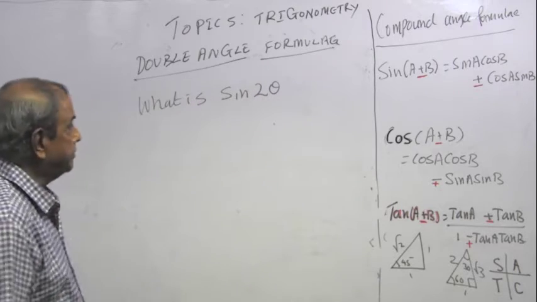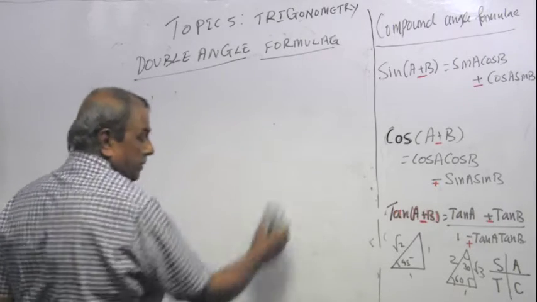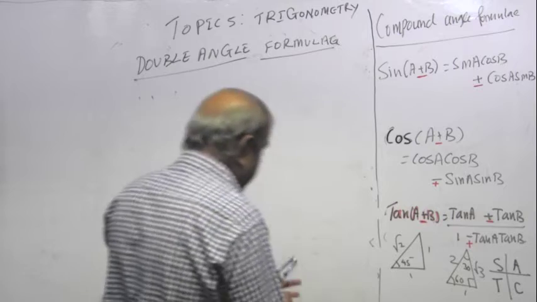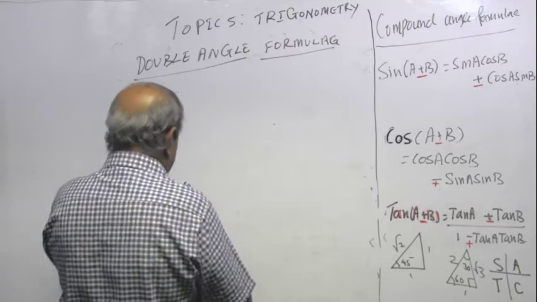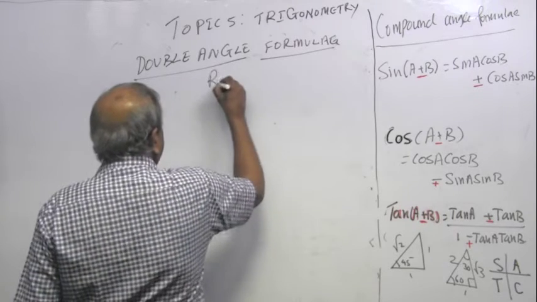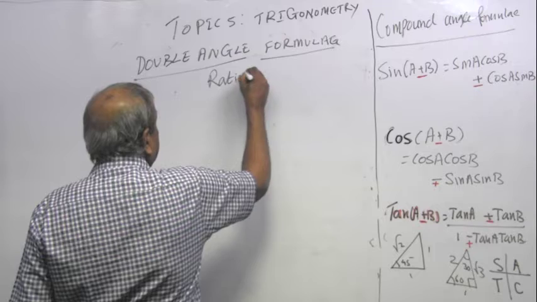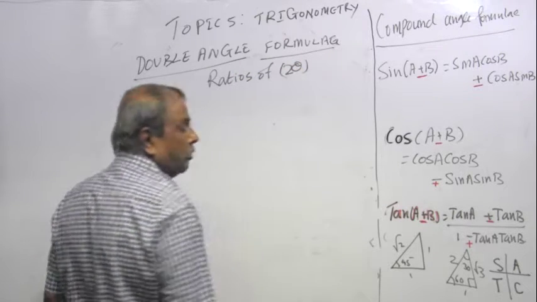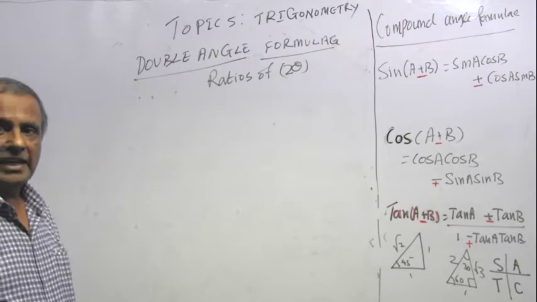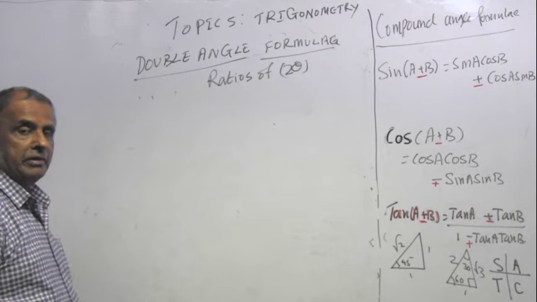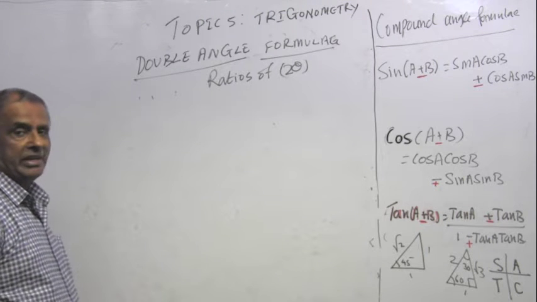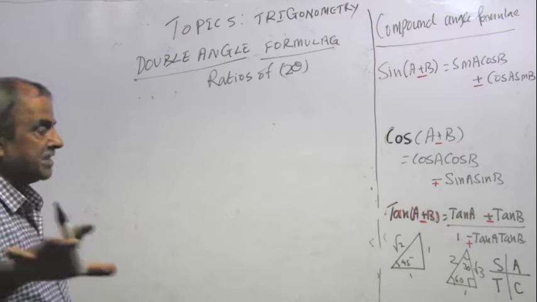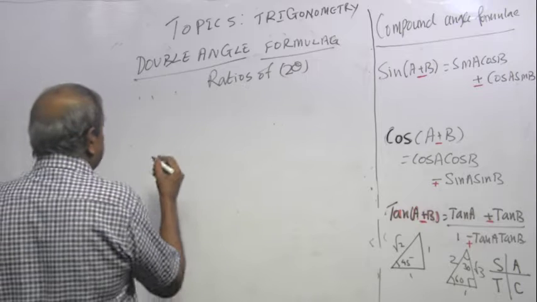teachers have taught you. So now, double angle means we're talking of ratios of 2 theta. These formulae are very, very, very important when we do integration, polar coordinate, for the maths, everywhere obviously, but for you, integration and differentiation, parametric equations.